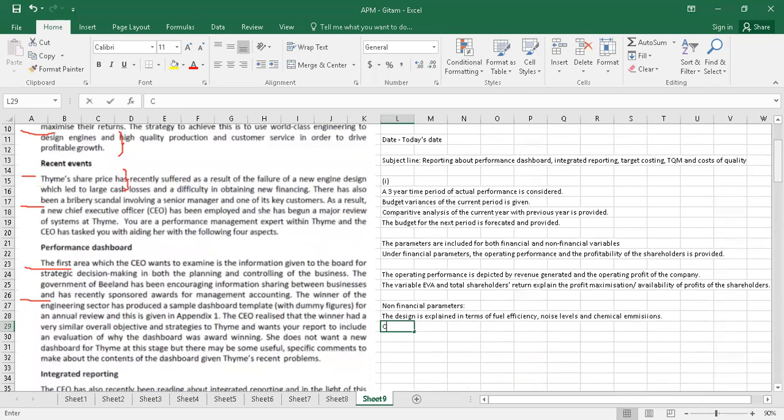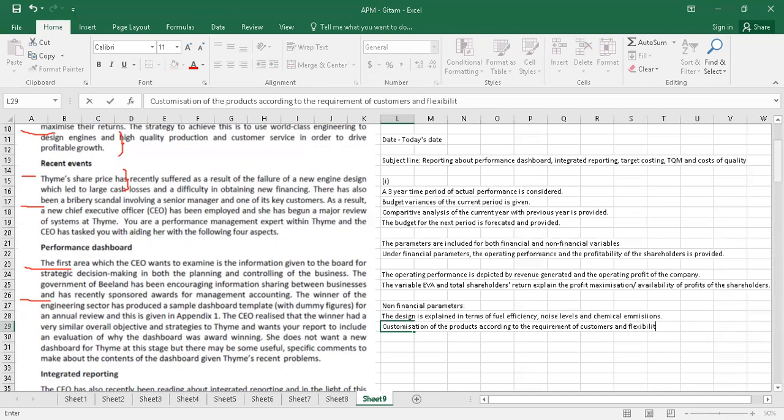Second aspect, customization of the products according to the requirement of customers, and flexibility in terms of delivering the products to the customers.